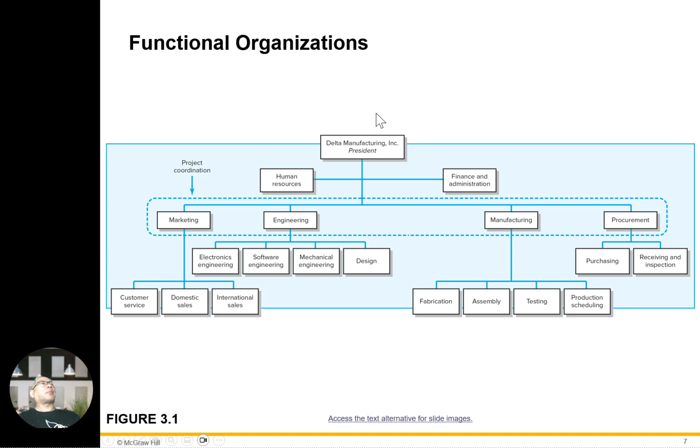Functional organization. Here's an example: there's a president, there's human resources and finance administration. There's a project coordination on the left side, and there's marketing, engineering, manufacturing, and procurement. Engineering covers everything from electronics to design. Marketing goes from customer service all the way to sales. Procurement includes purchasing and receiving and inspection. Fabrication includes assembly, testing, and production scheduling.